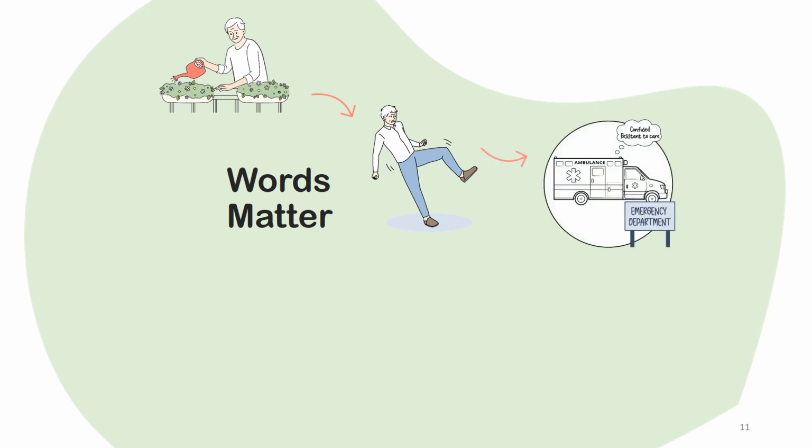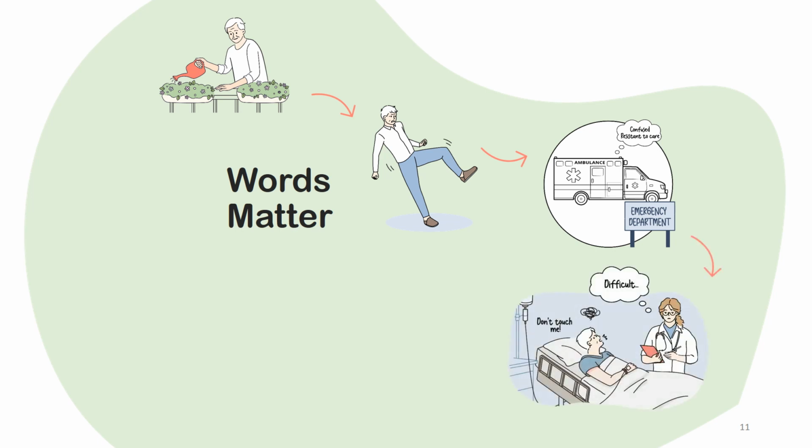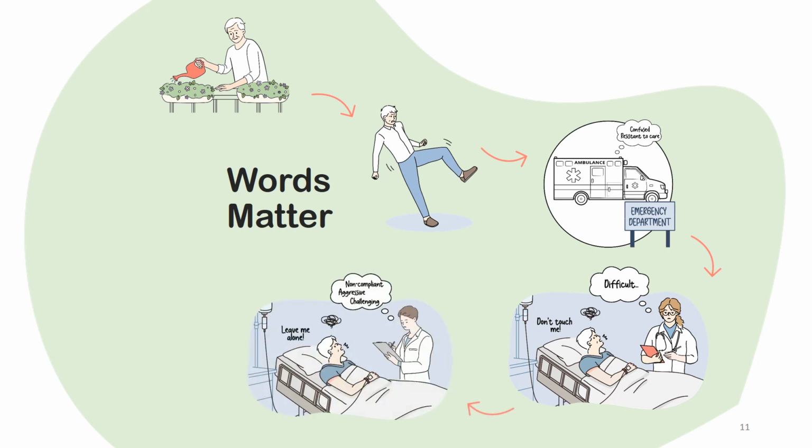The words confused and resistant to care are used when report is given to the team in the ED, setting the stage for the team to interpret his words and actions in a negative manner. His questions and comments are seen as signs of resistance. When he pulls away from having blood work drawn or declines to take oral medications, he is labeled as difficult. During his admission to hospital, physical restraints are applied. Clear understanding of the meaning of his words and actions is not sought. He is described as non-compliant, aggressive, and challenging.